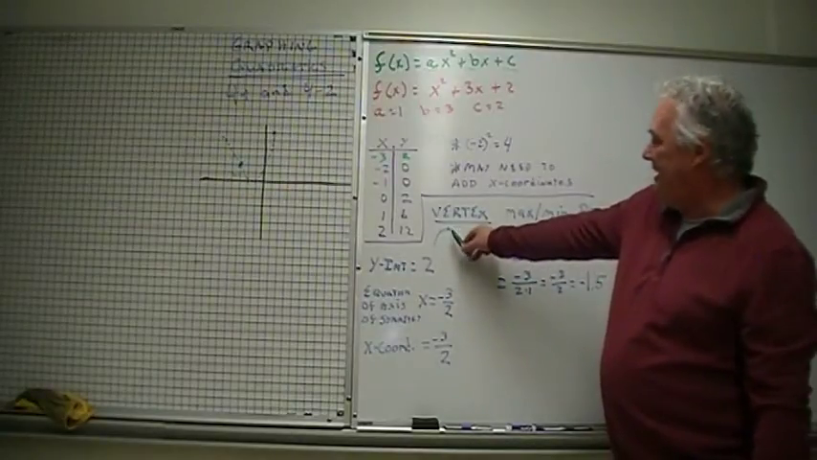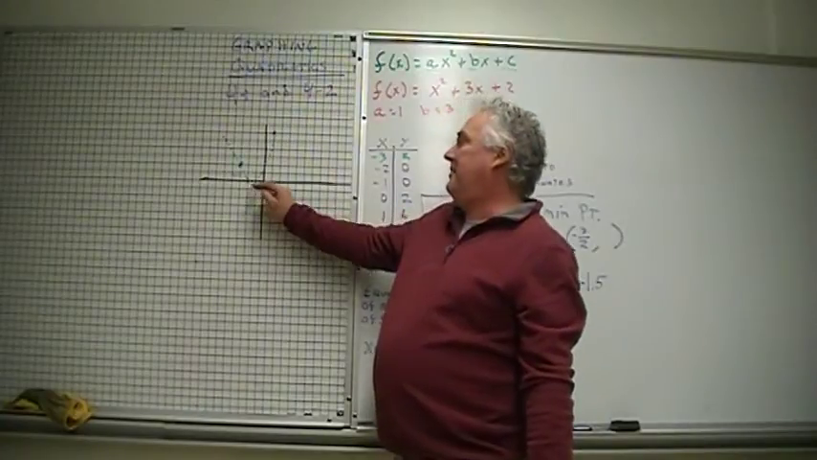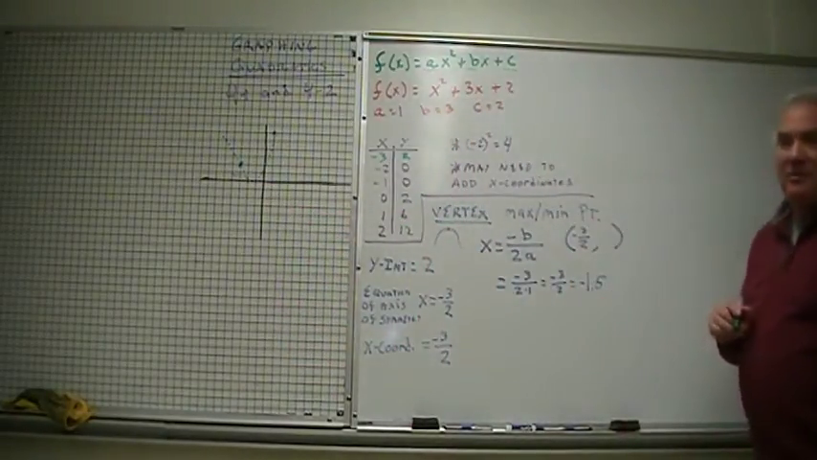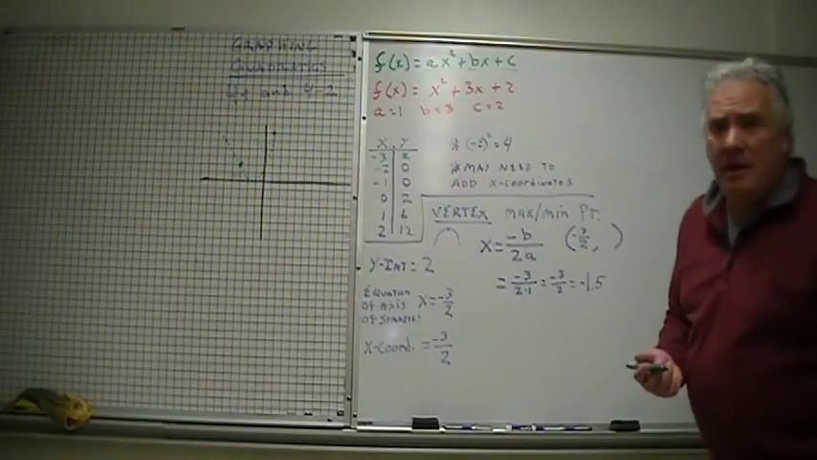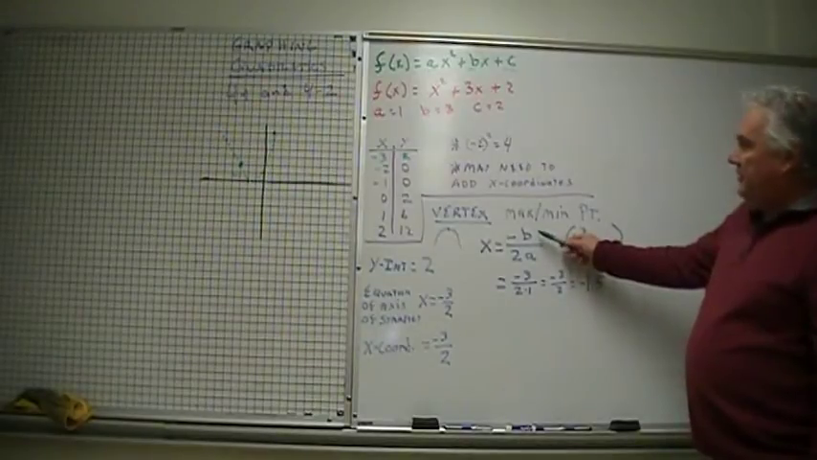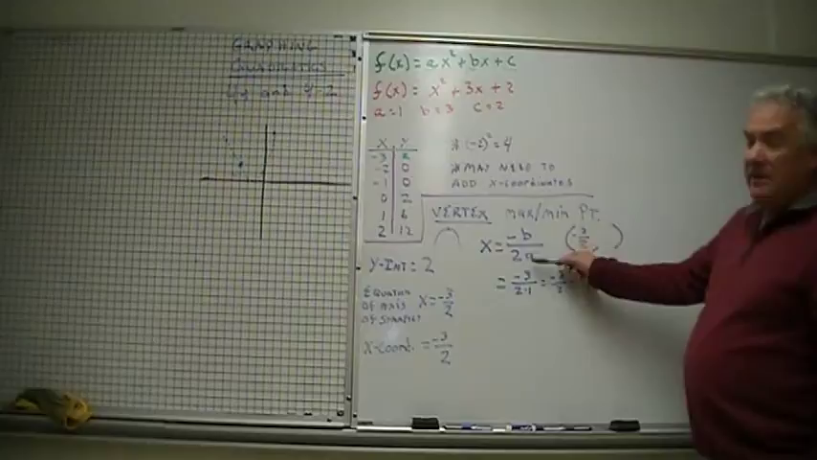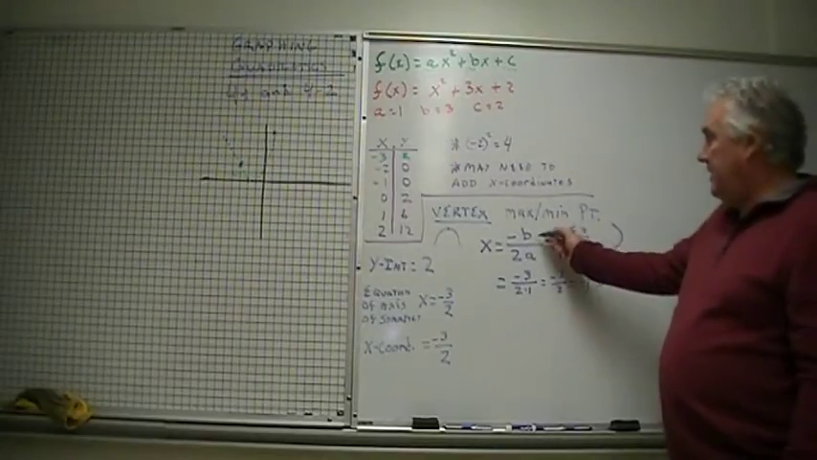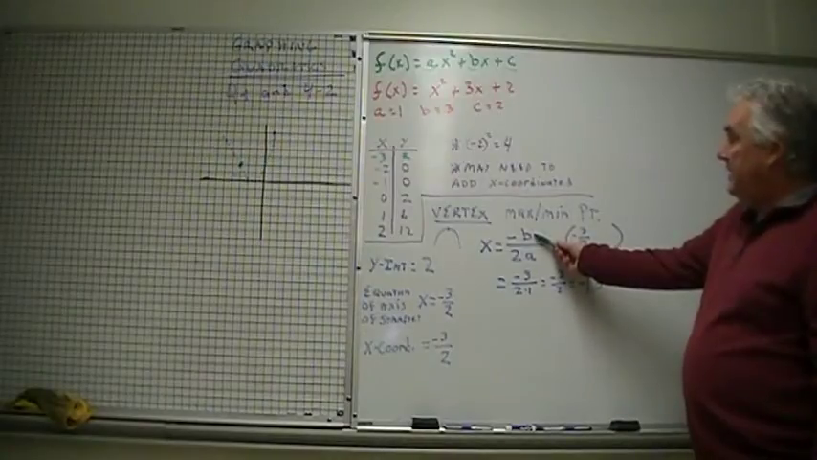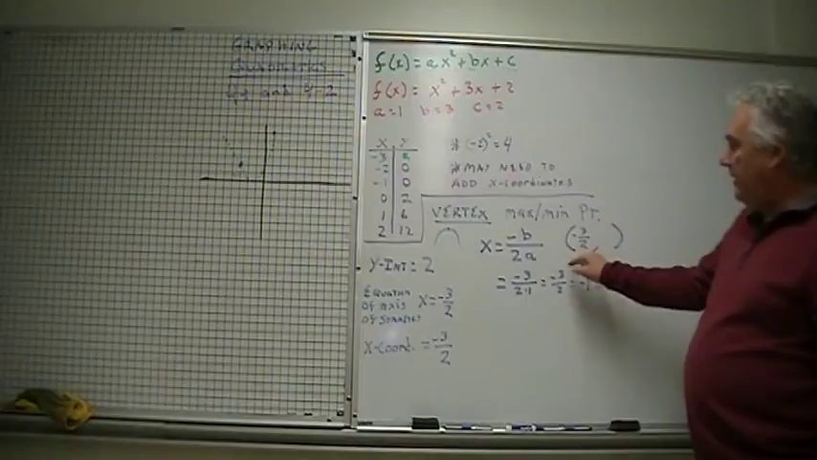Visually, for a negative parabola, it would be here. For a positive parabola, it's going to be down here as our minimum point. So one of the things you will need to do as part of this is substitute in a, b, and c to this little formula here, and this will give you the x coordinate. It's negative b over 2a. That will give you your x coordinate.